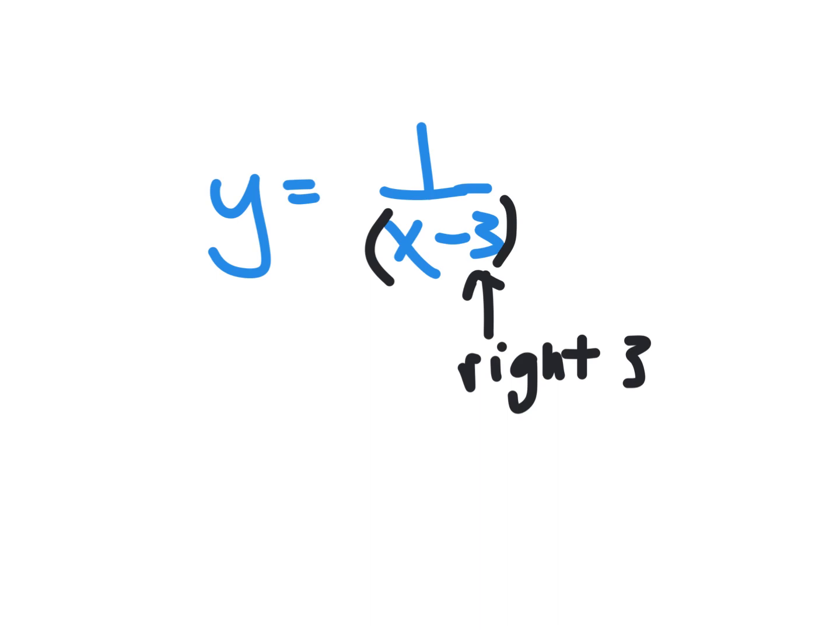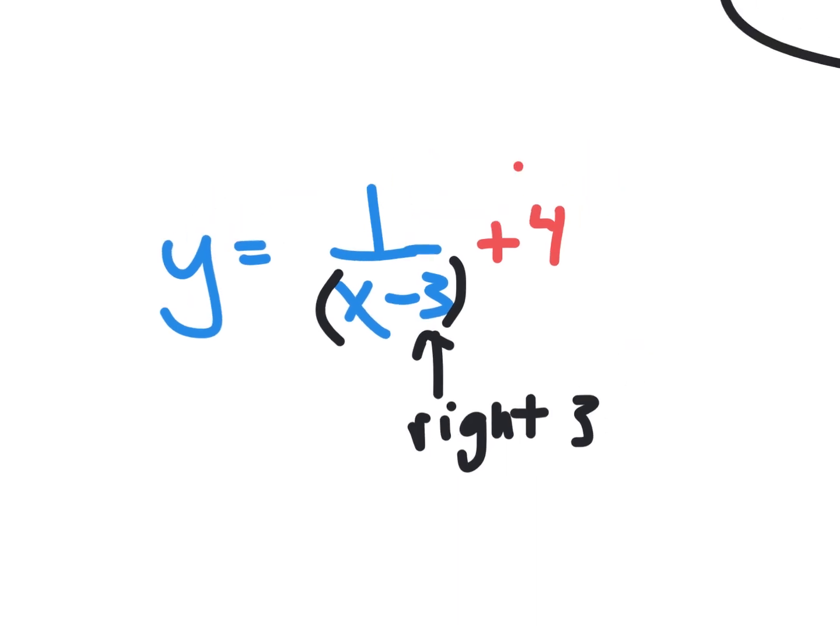You had a whole unit on this, and I know you might have forgotten it, and I know your teacher might have been different than me, but I know they taught you that stuff that's on the inside moves opposite of how you would think. That one moves right 3. But what about stuff on the outside of the function? Let's say there's a plus 4. You can trust the stuff on the outside. So it seems like up 4, and it is up 4. My whole graph would move right 3, and this is up 4.